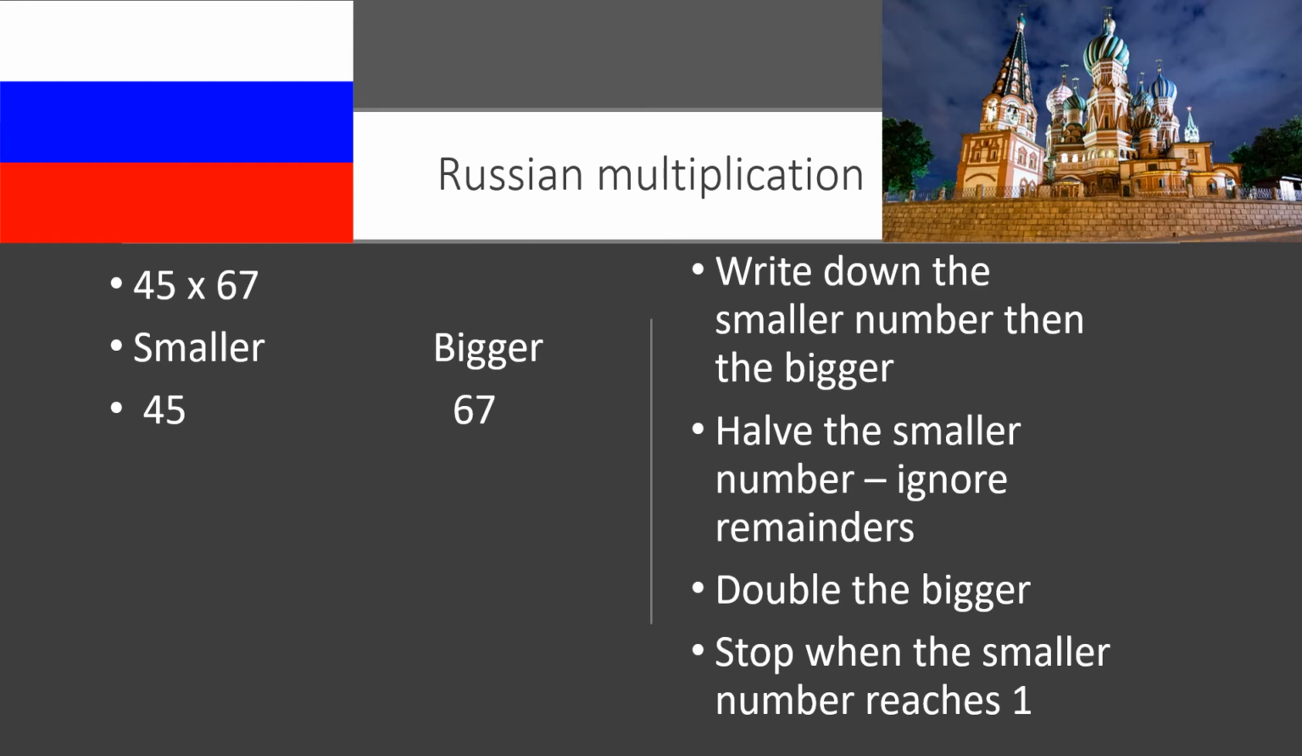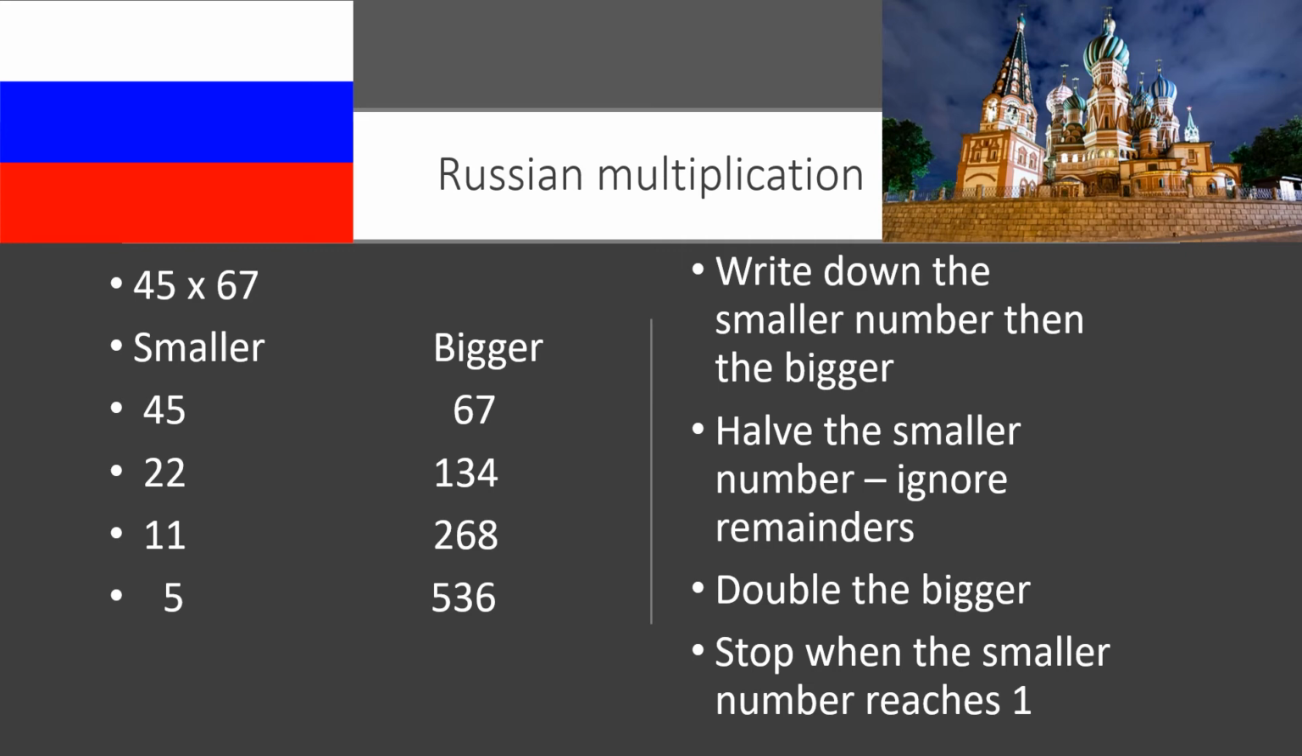If when we halve there are any remainders, we're just going to ignore them. So for instance, half of 45 would be 22.5. Now I'm going to ignore the 0.5, so half of that would just be 22. Double 67 is 134. I'm going to do the same again. I'm going to halve 22, which will give me 11, then double 134, which will be 268. Do the same thing again. Half 11 is going to be 5.5. Ignore the half, so it's just going to be 5, and double 268 is 536.